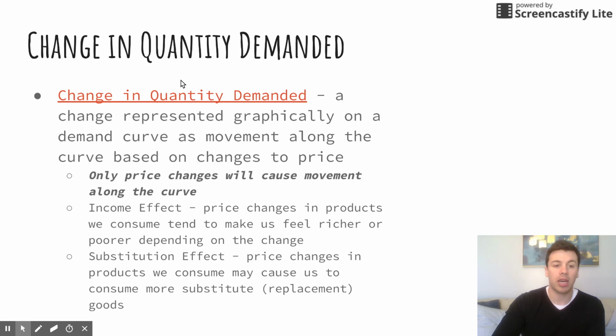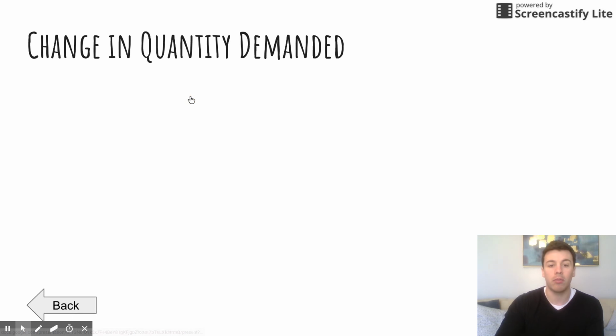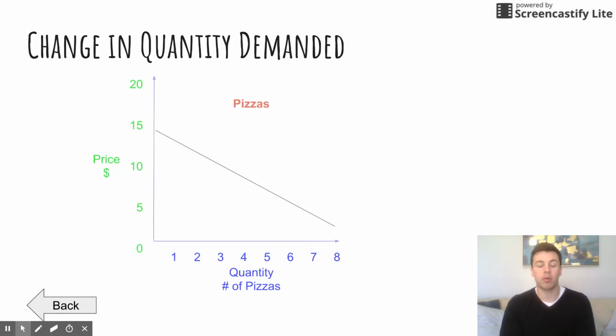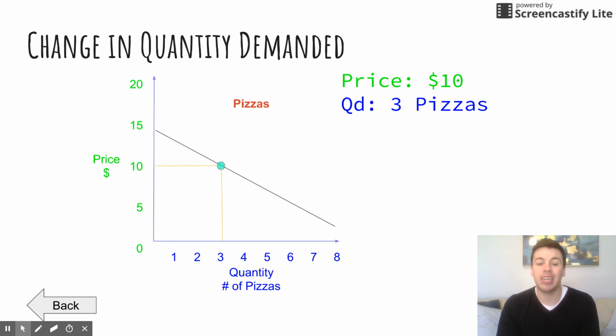Let's get back to a graph here and look at the change in quantity demanded and what that looks like. So again, we've got our same graph here, still focusing on pizzas. Let's say the price is $10 for a pizza. We've already shown this once before, so at the price of $10, the quantity demanded is going to be 3. So at $10, 3 pizzas will be sold. That's what our demand curve shows at this point.